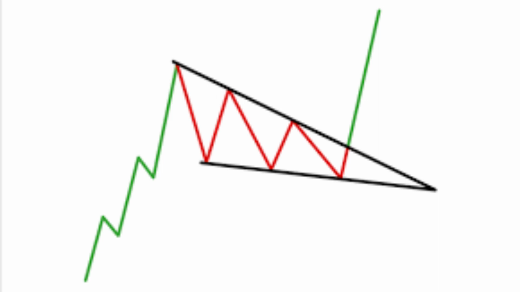Stop loss: set a stop loss order below the breakout level or below the lower trend line of the falling wedge pattern. This helps limit potential losses if the price fails to sustain the breakout and reverses. Target price: estimate potential price targets by measuring the height of the falling wedge pattern at its widest point and projecting it upward from the breakout level. This can provide a rough idea of where the price may reach.